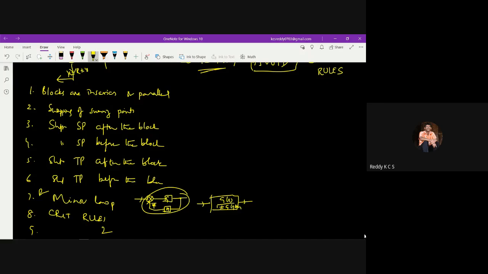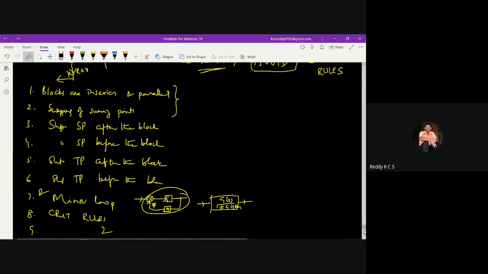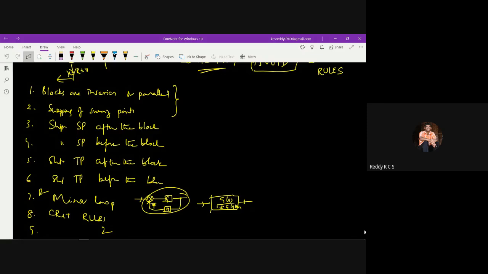Now we'll move on to the sum. So if you look at this first, check whether any blocks are in series. While solving the problem, the first and foremost thing is to look at whether the blocks are either in series or parallel. Check what are the blocks which are in series or parallel. For a series connection, the blocks should be connected in such a way that there is no takeoff point in between.